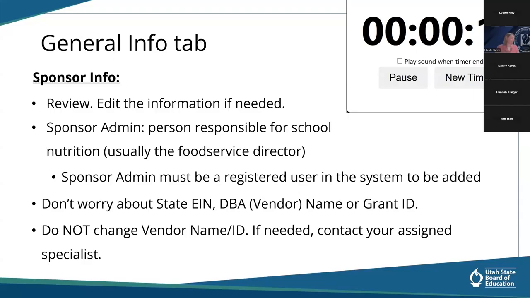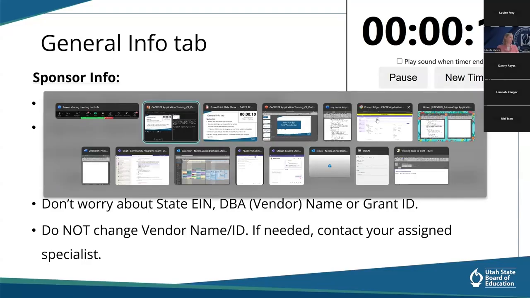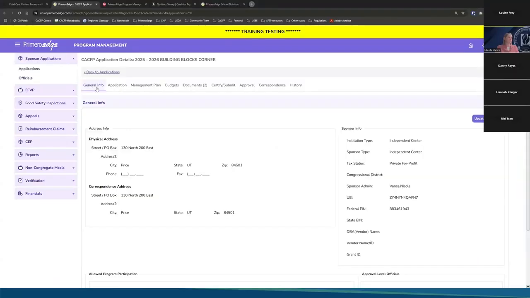The general info tab, let me go back into PrimeroEdge. The general info tab when you log in is just the far left tab on your application. That's the one we are working on right now. If you don't see program management, double check if you've got it in your modules up here. And if you still don't have it, we will make note of that and follow up.